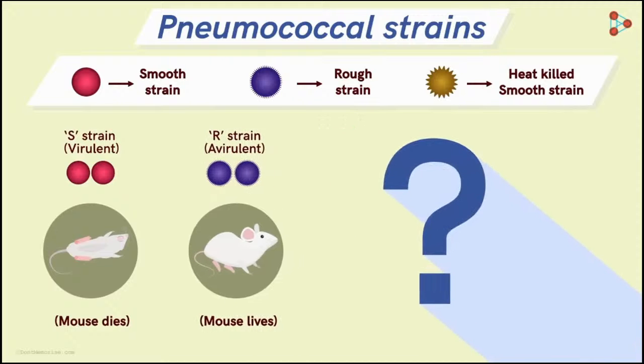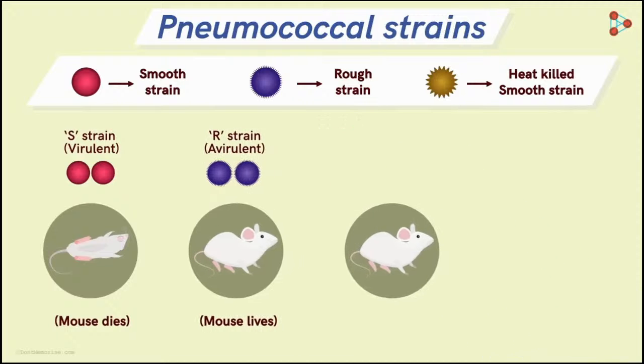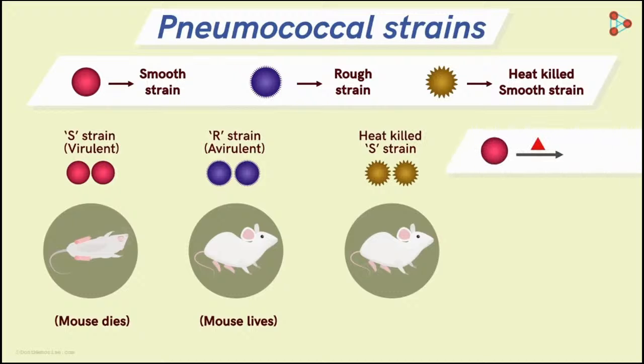What was done next? Now the third mouse was injected with the S strain, but after the bacteria were heat-killed. That means he heated the S strain to extreme temperatures, which killed the virulent strain and made it ineffective. So the injected mouse survived. Now comes the last part.